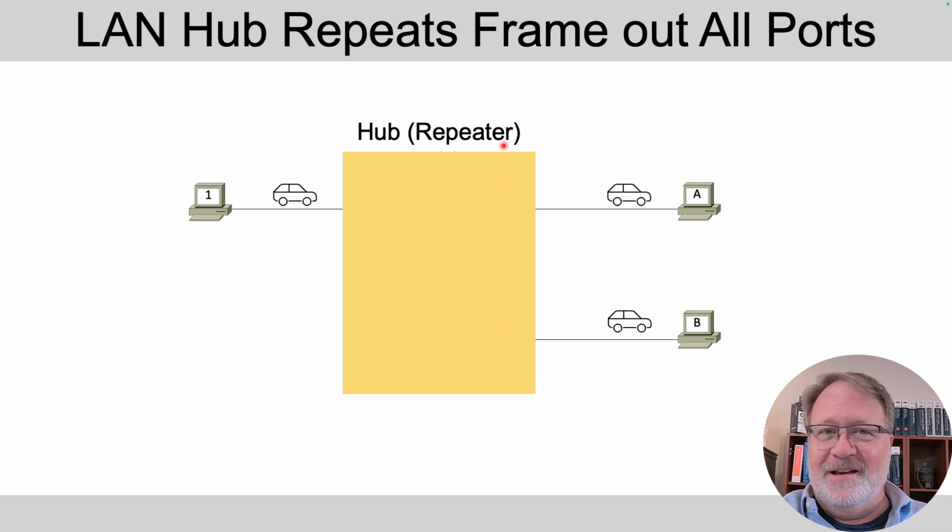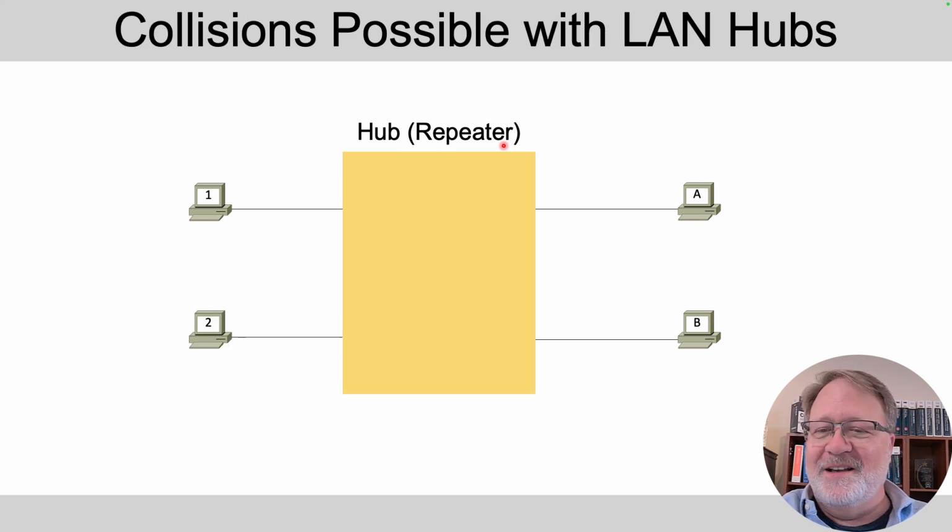Easy, right? But there's no logic on the hub to prevent things like collisions, so we're still reliant on the endpoints to use CSMA/CD. For instance, now I've got PC2 on the bottom left. 1 and 2 want to send, 1 and 2 listen at the same time. They decide to send after hearing silence, and let's say they send their frames at the same time, so they're going to cause a collision. The hub does nothing to prevent it.